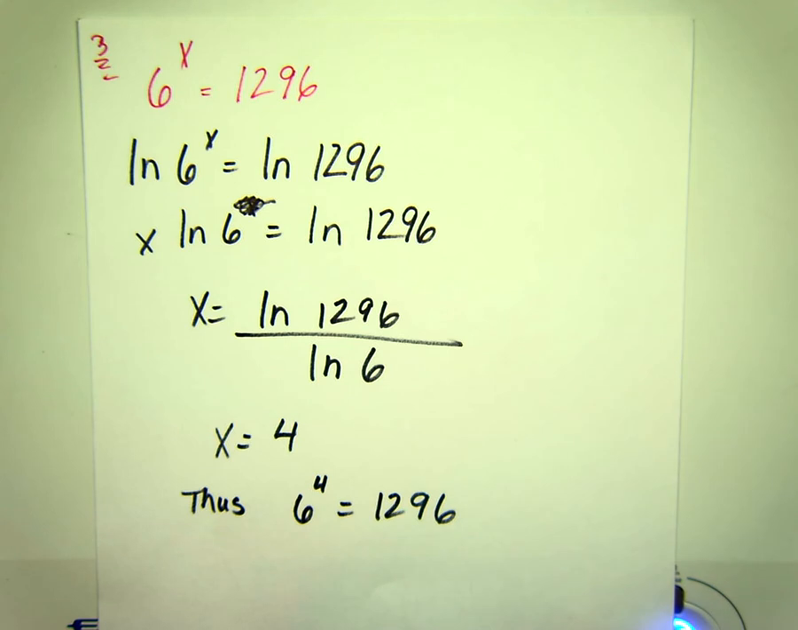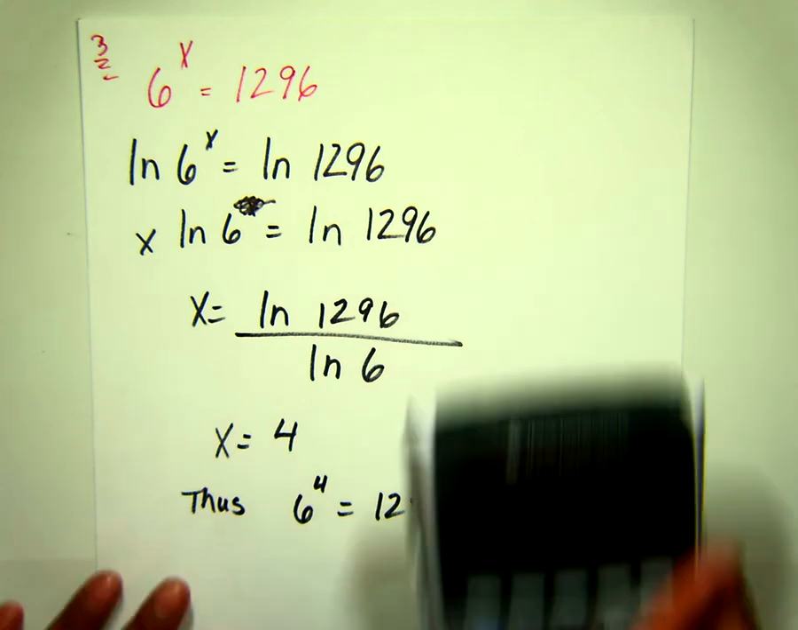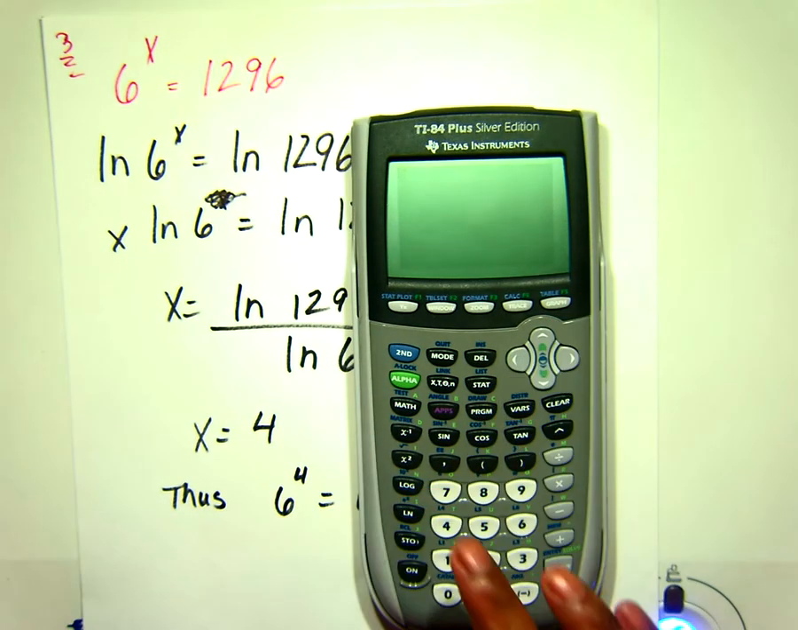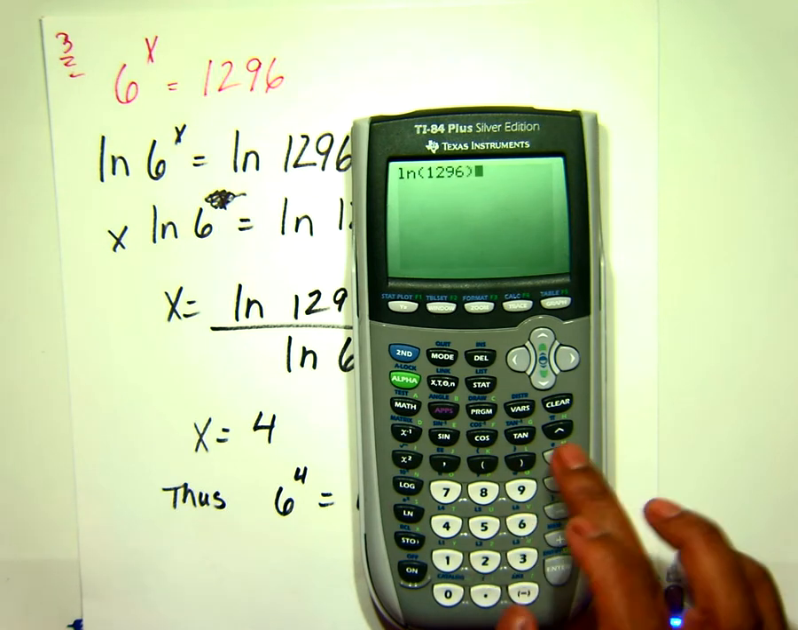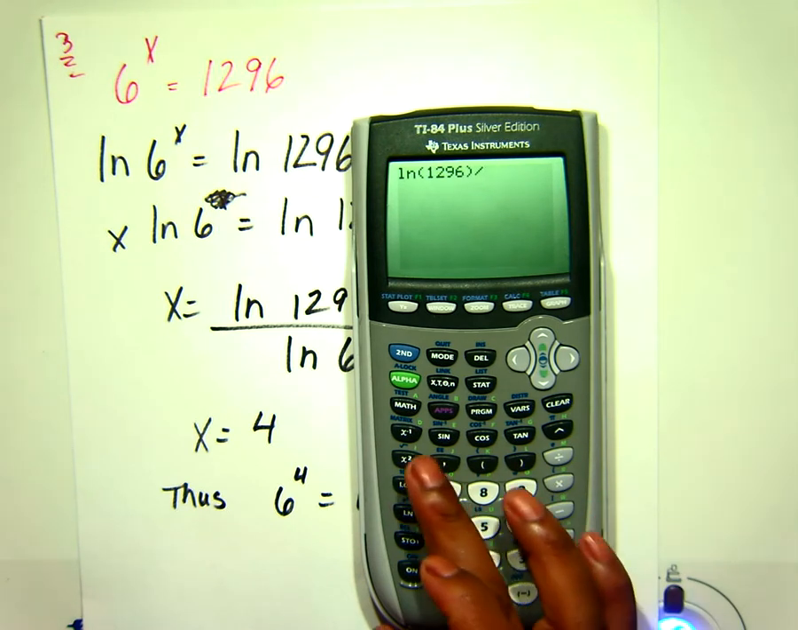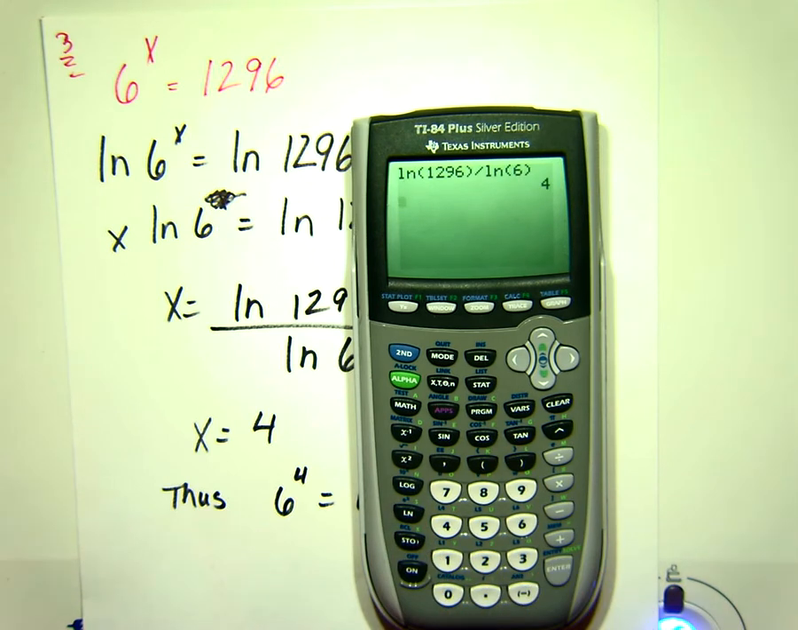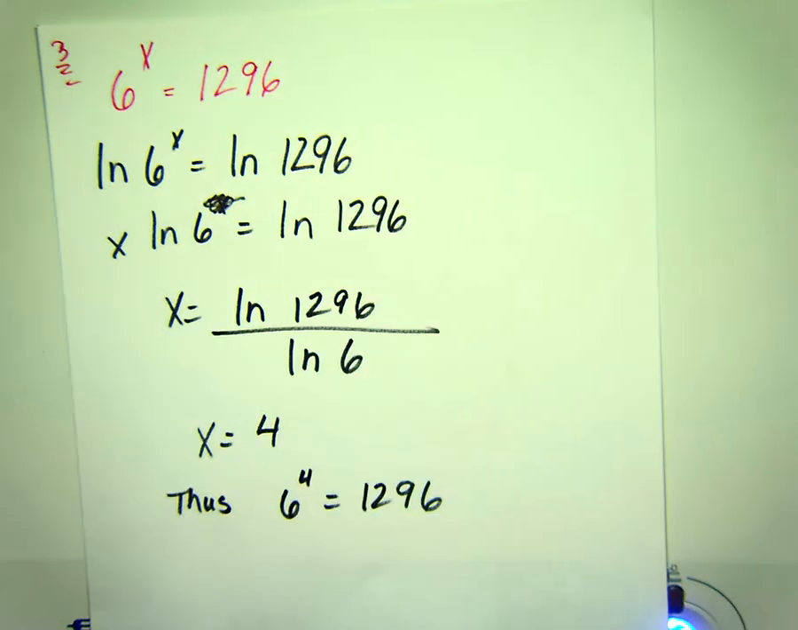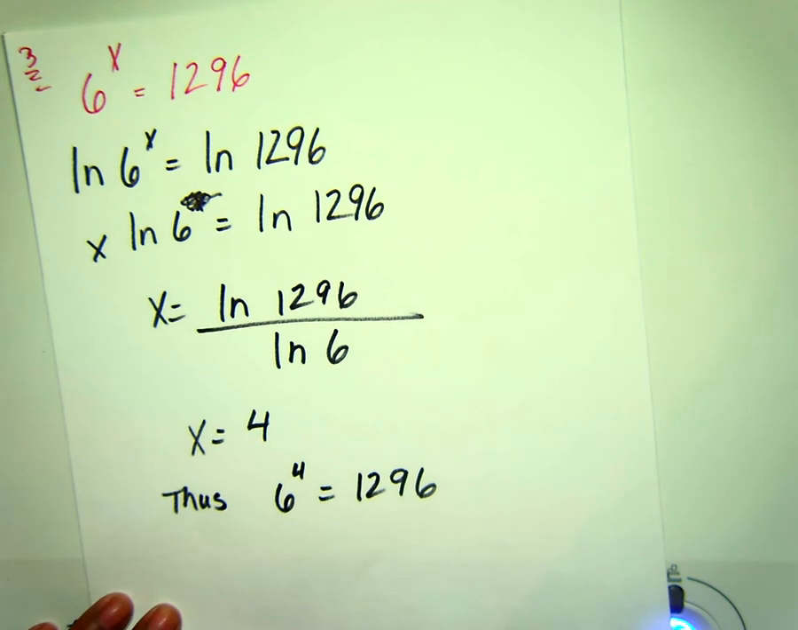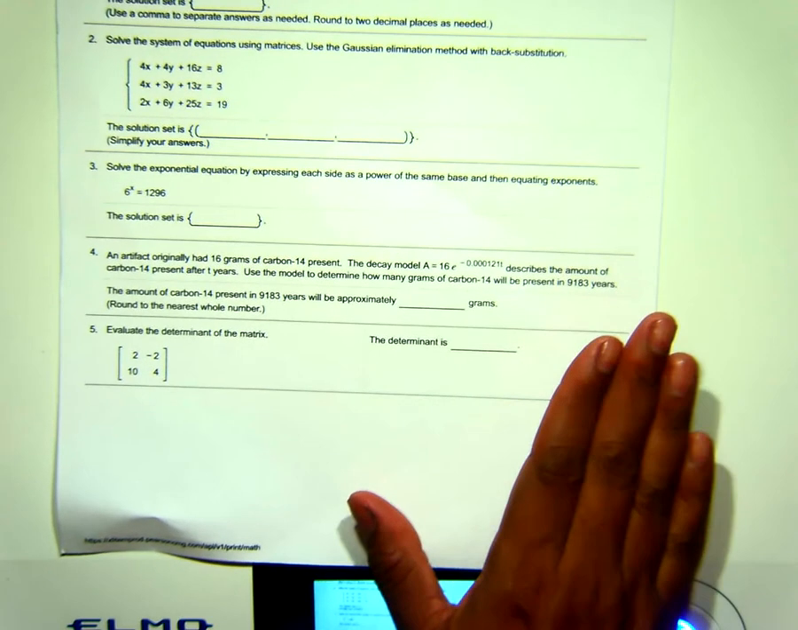We're going to see what that looks like. How do you get the whole number 4? You're going to do natural log of 1,296 divided by natural log of 6. And voila, you have 4. So the solution set is 4. Another way of saying that is 6 to the 4th power gives you 1,296. Now take a moment to read number 4.